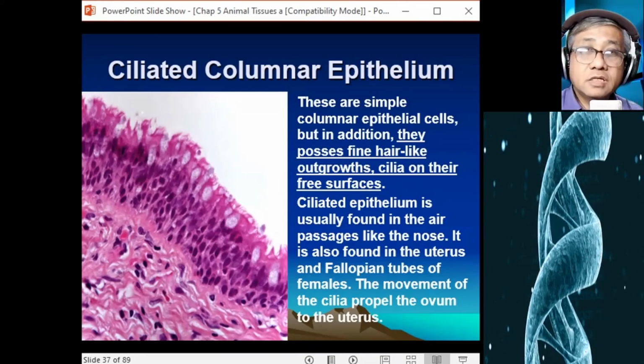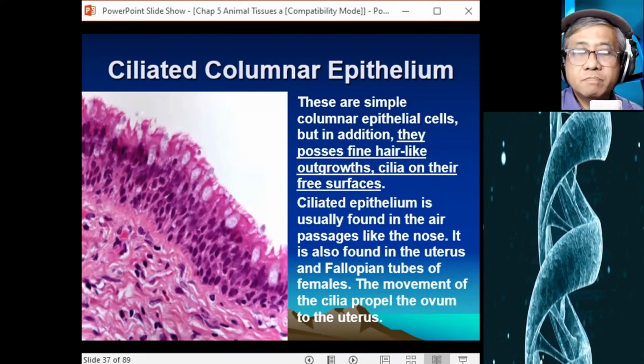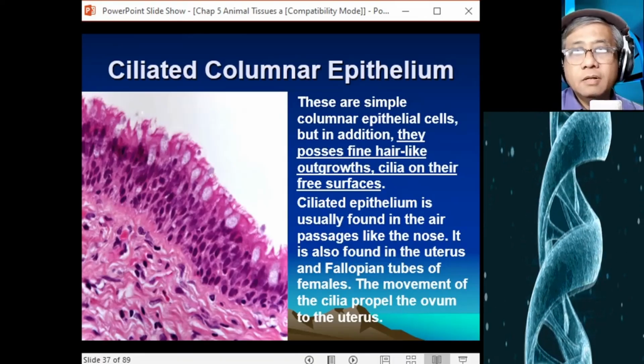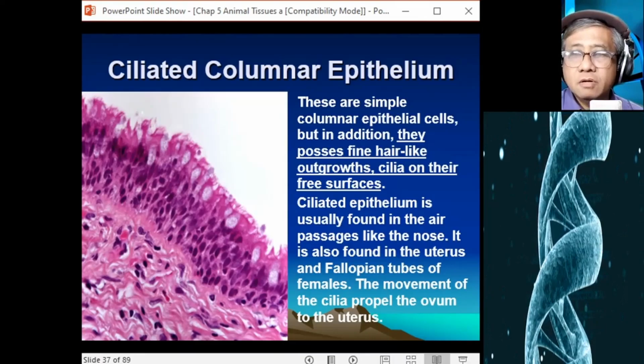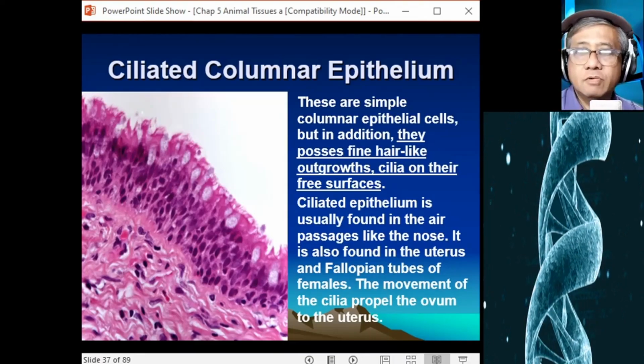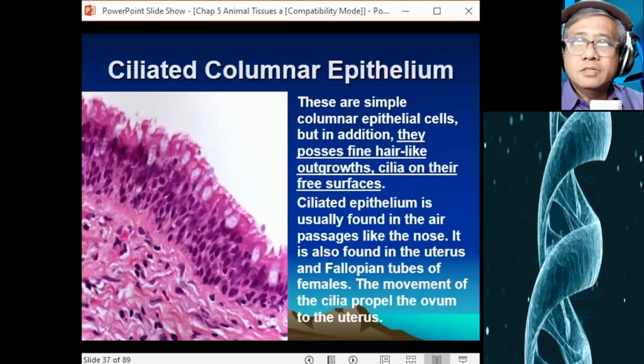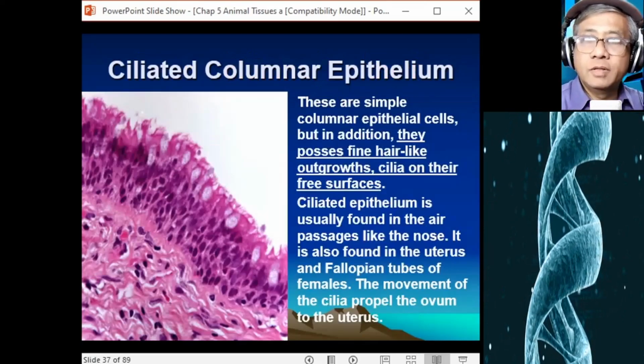Okay, bakit kasi yung cilia niyan? It is important to propel the egg. Yan, the movement of the cilia propels the egg or the ovum to the uterus once it gets fertilized. Okay, so that's ciliated columnar epithelium.